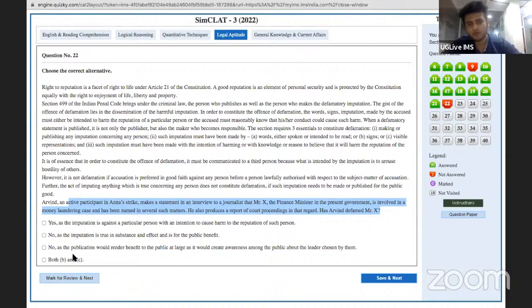No, as the publication will render benefit to the public at large as we create awareness, it is true in substance and effect and is for the public benefit. Right. Again, it seems like D to me as well: true in substance and effect, it's for public benefit and it would render benefit, both, then going around again, this is D again.